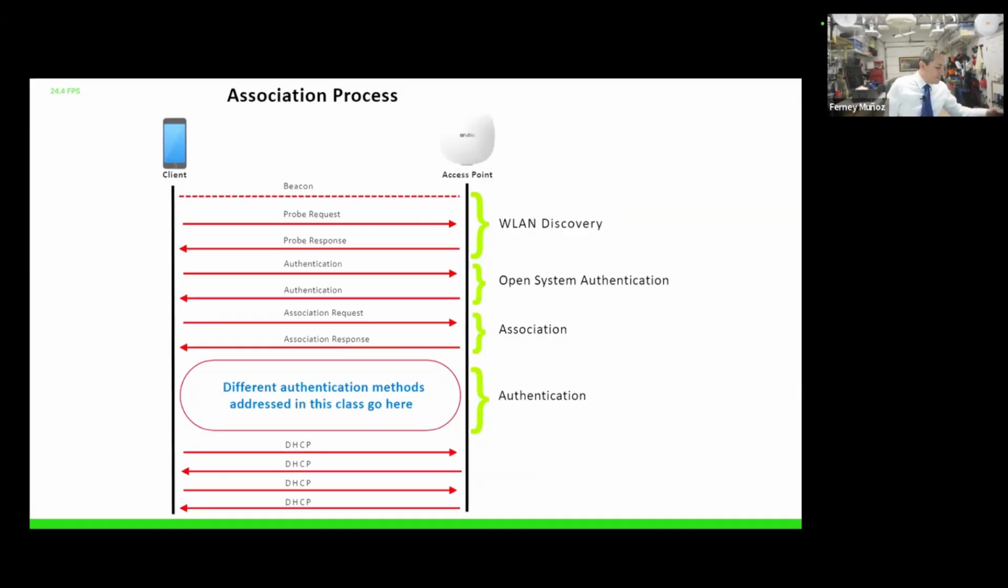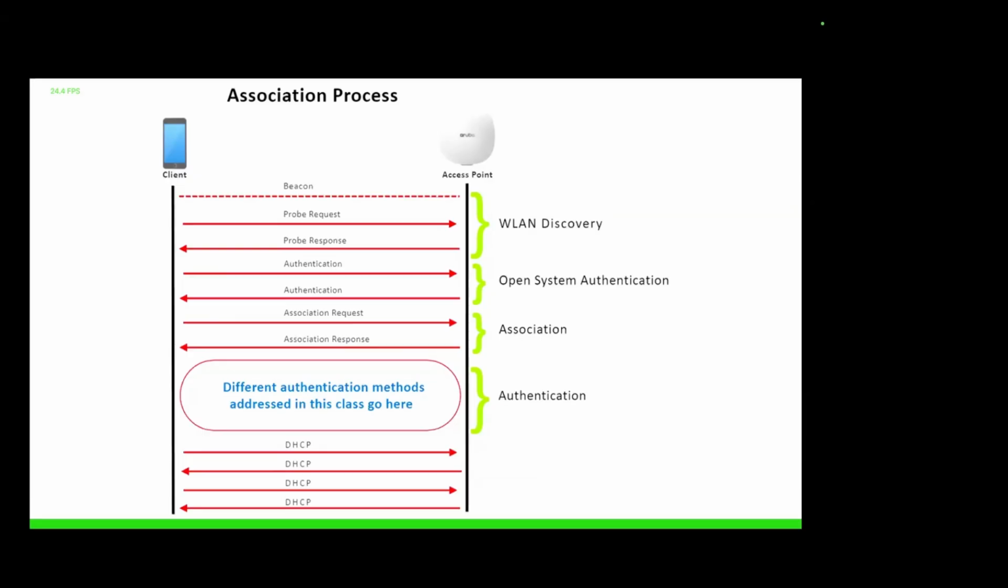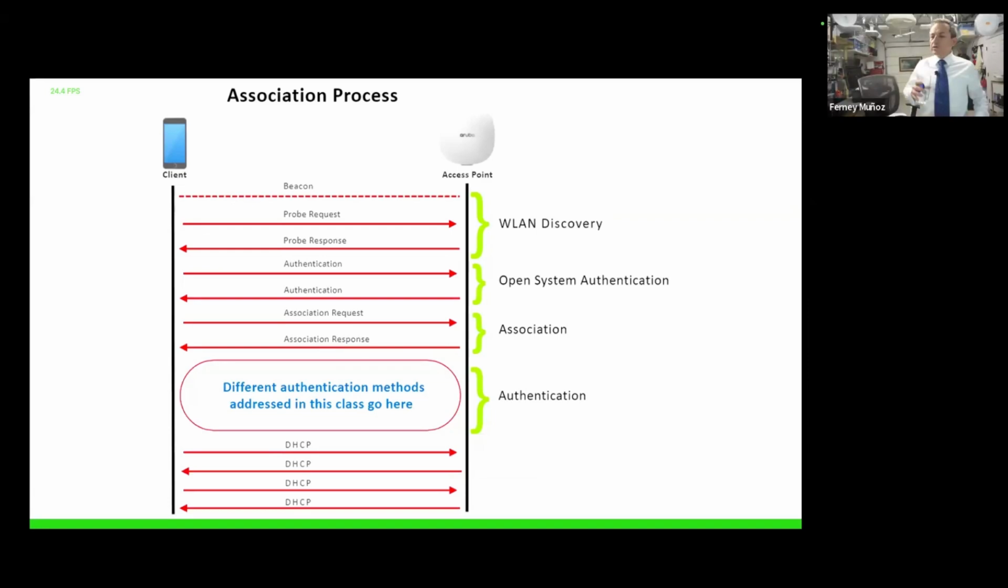Does this sound familiar? Yes. Yes, it does. Okay. Once you get an association identifier, you have already exchanged all those frames with the access point. Wi-Fi is working. Okay.